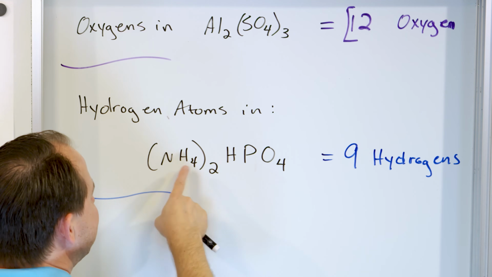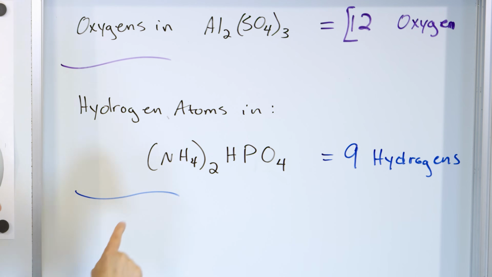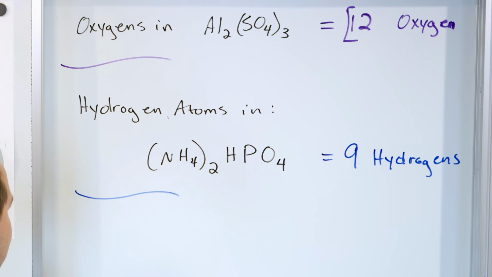How many hydrogens? We already counted those. 8. 4 times 2 is 8. 1 more is 9. How many nitrogens? Well, there's an implied 1 here. 1 times 2 is 2. So there's only 2 nitrogens in this whole arrangement as well.